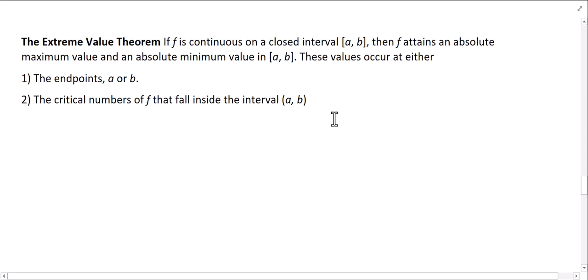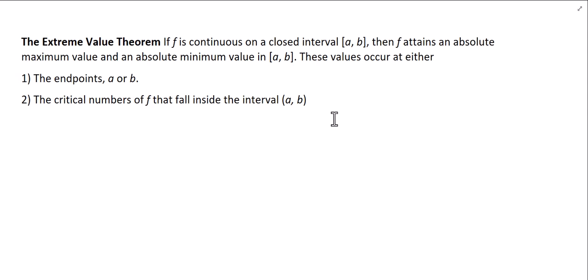So the extreme value theorem essentially says if f is a continuous function on a closed interval, then f attains an absolute maximum value and an absolute minimum value in that closed interval a, b. And those values occur at either the endpoint, a or b, or at the critical numbers of f that fall inside the open interval a, b.